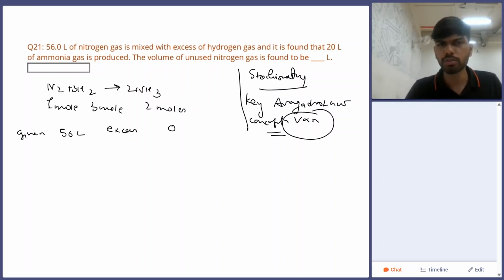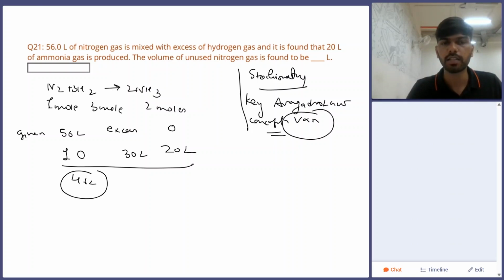So 2 moles of ammonia require 3 moles of hydrogen. So this 20 liters of ammonia I can say requires 30 liters of hydrogen. And this is 1 mole of nitrogen, so this will become 10 liters. If you subtract it, this will become 46 liters. 46 liters is the right answer for this question.